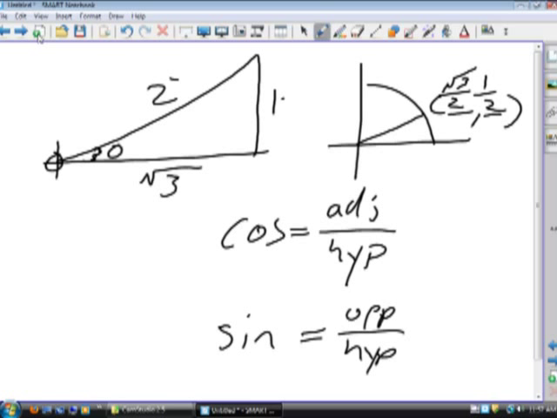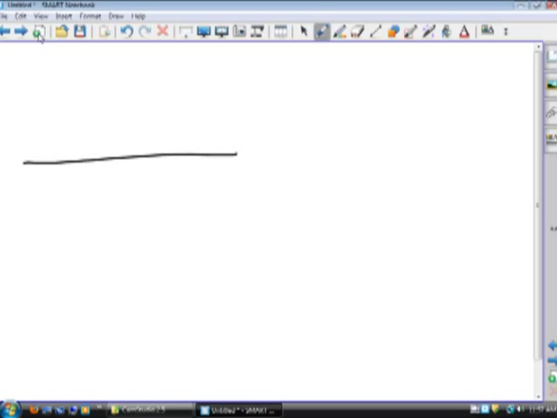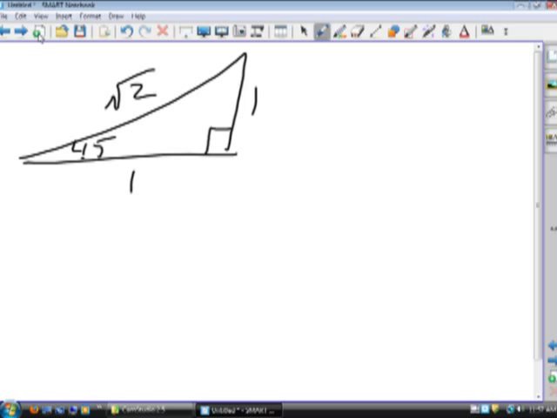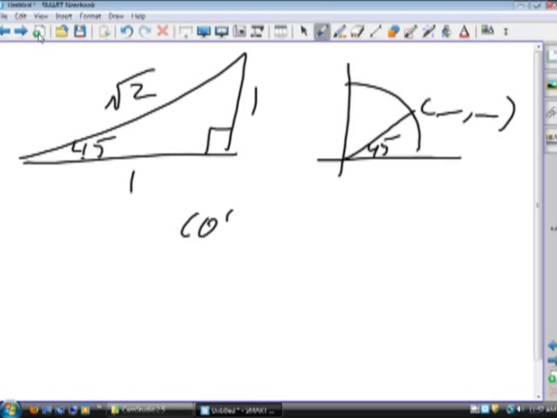Alright, now let's look at the 45-degree reference triangle. And we got square root of 2, 1, 1. And from this, we can see that on the unit circle, it's going to look like this. Here's 45 degrees. And x is cosine, y is sine. And cosine, again, is our adjacent over hypotenuse. And what's adjacent? 1. Hypotenuse is square root of 2.